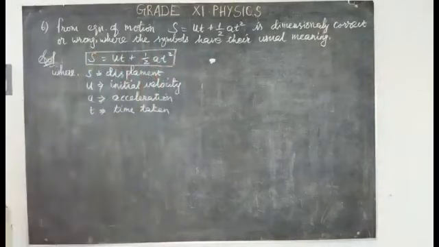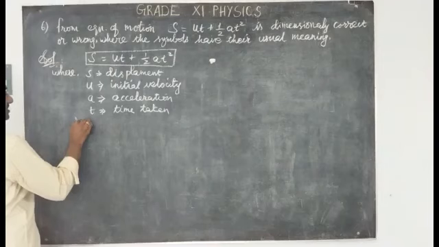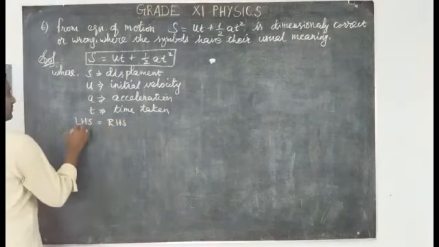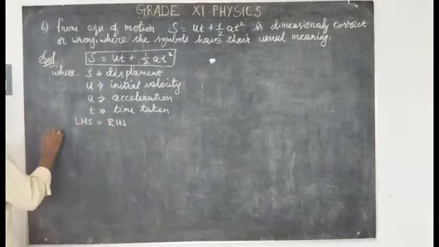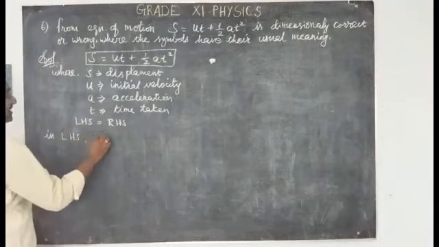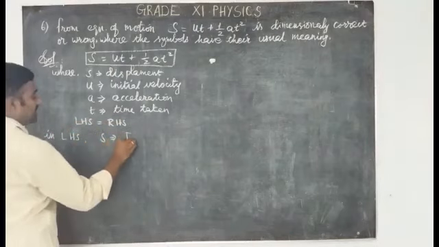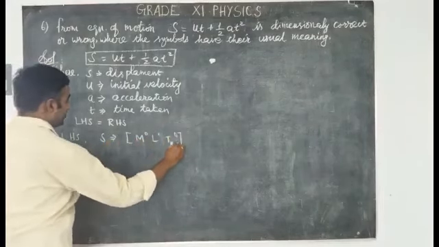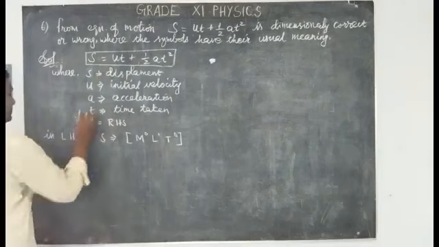Therefore, in this equation, we should prove left hand side is equal to right hand side. So, LHS should be equal to RHS. So, first in LHS, for displacement, the dimension is m power 0, l power 1, t power 0. Then, in right hand side, first term.